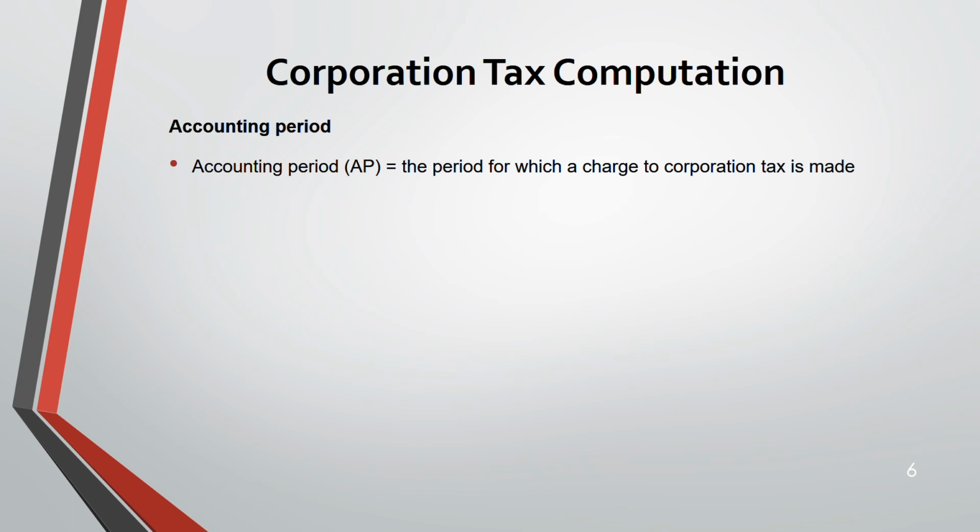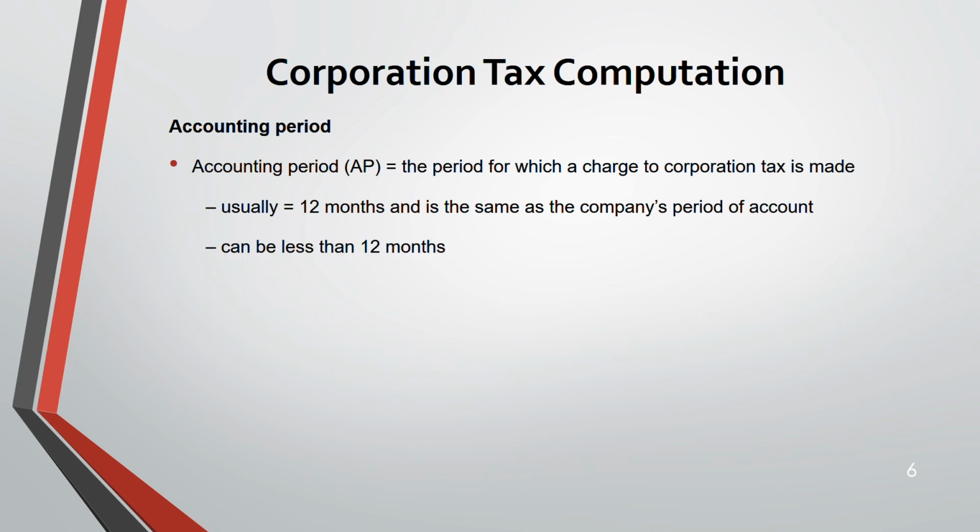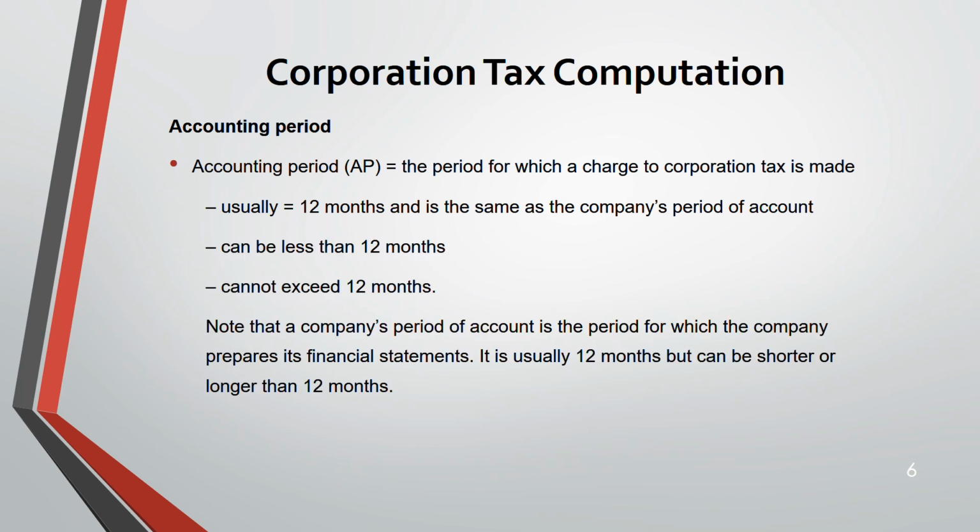Now, accounting period. The accounting period is a period for which a charge to corporation tax is made. That means for this period, whatever your profit will be is charged to corporation tax. Usually the accounting period is 12 months, and it will be the same as the company's period of account, because normally companies prepare their accounts for 12 months only. But it can be less than 12 months, but it cannot exceed 12 months.